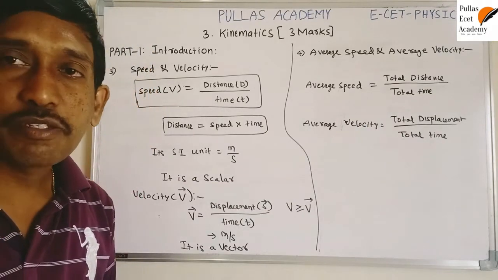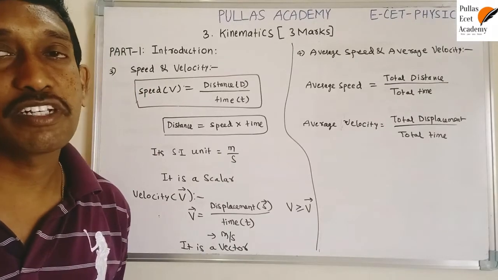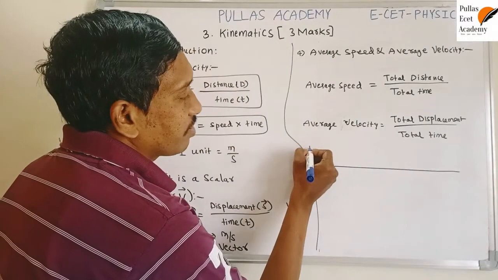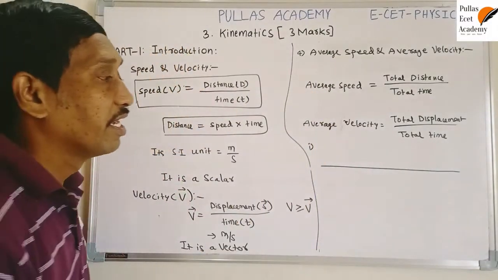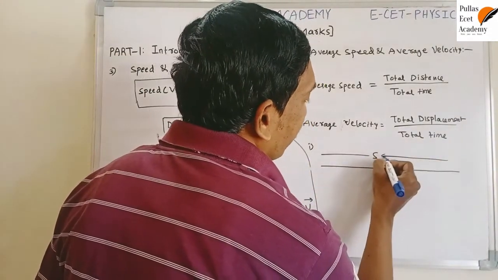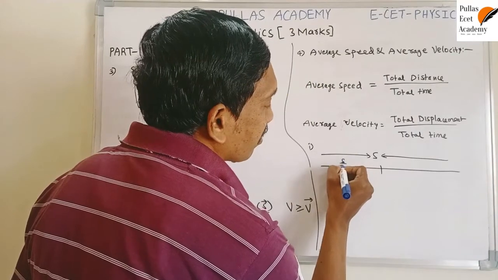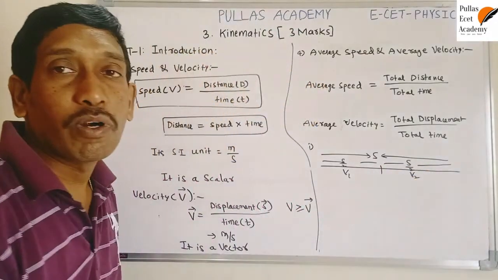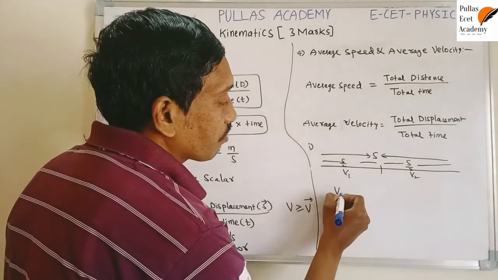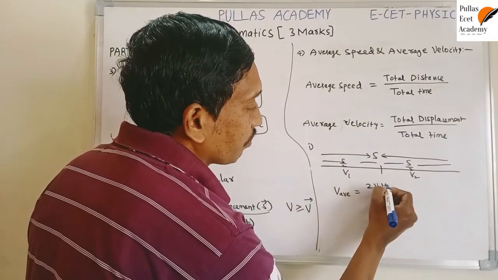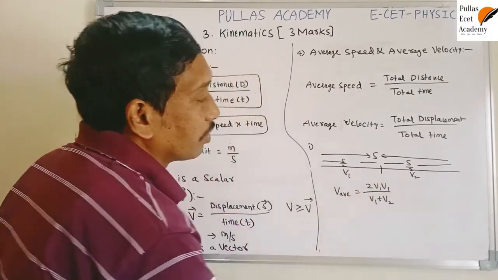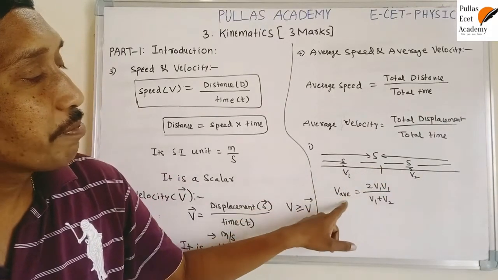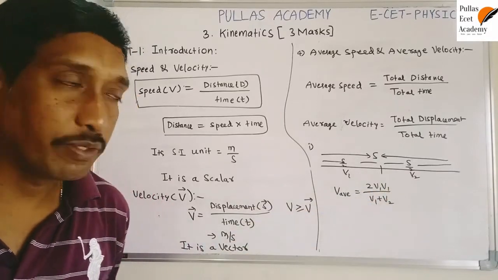Now, for average speed and average velocity we have to use some important expressions. Listen to me. For example, this is a total distance. This is a special case on average speed and average velocity. In this total displacement S, half of the distance travels with V1 speed and the remaining half of the distance travels with V2 speed. What is the average speed? We have to use this very important formula: 2V1V2 by V1 plus V2. Half of the distance with V1 speed, remaining half with V2 speed, average speed is 2V1V2 by V1 plus V2.